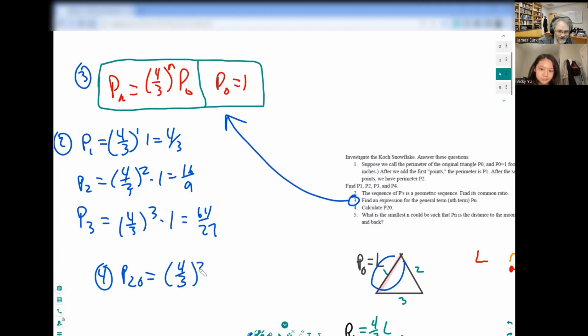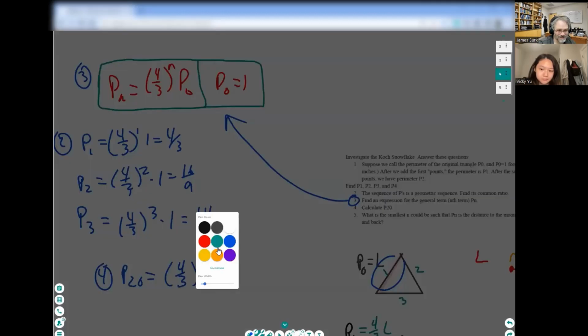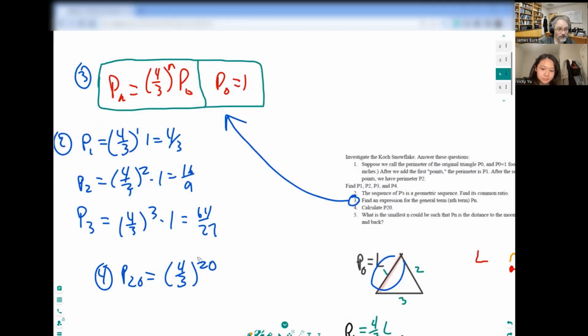Now, calculating this, good luck. It's going to blow your calculator up. Take your calculator real fast and try it. What's 4 to the 20th power?